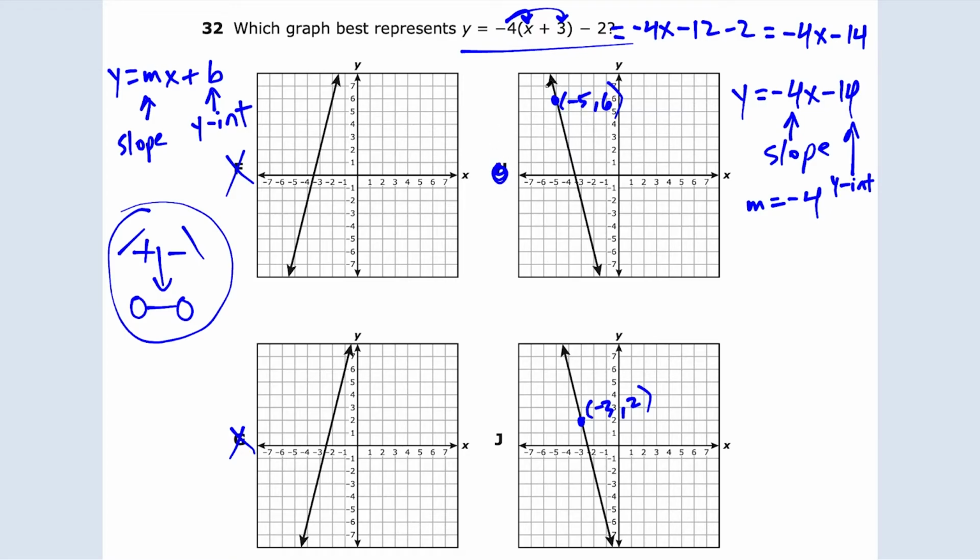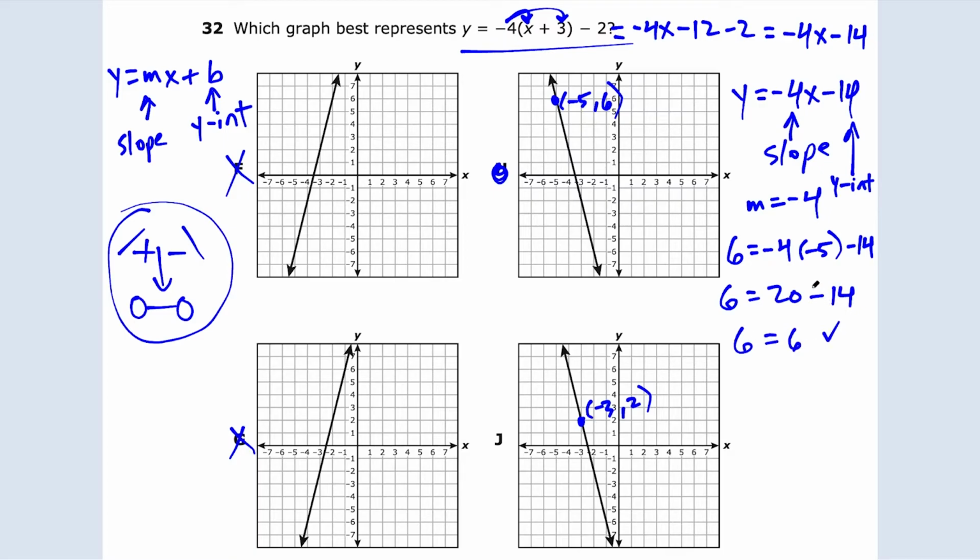So let me see if this is in fact the correct answer. And if it's not, I'll exit out and say the answer is J, but I'm pretty sure it's this one just by eyeballing it. But to be safe, I would plug x equals -5 in and y equals 6. So if I plug in here, I would have 6 equals -4 times x is -5, and we tack on our -14. So this would give us 6 equals -4 times -5 is 20, and 20 minus 14 would give us 6.